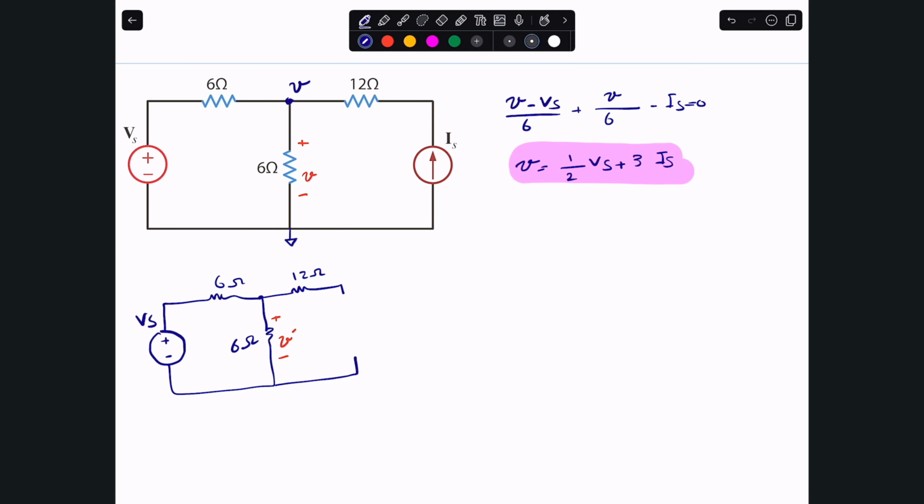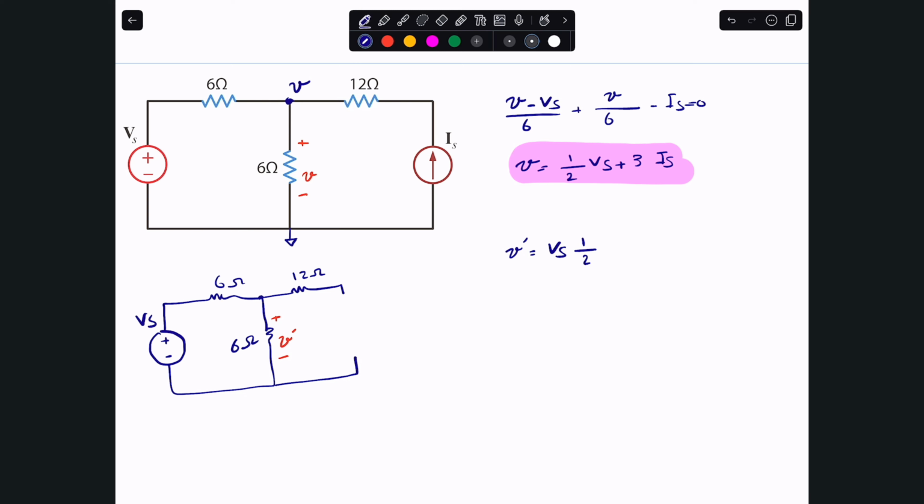Well, if you take a look at the circuit, you're interested in this particular voltage, V prime. This is 6 ohm, this is 6 ohm, that's a Vs, so it's simply a voltage divider. So I can just say V prime is just Vs times 1/2, because the two resistors are the same value.